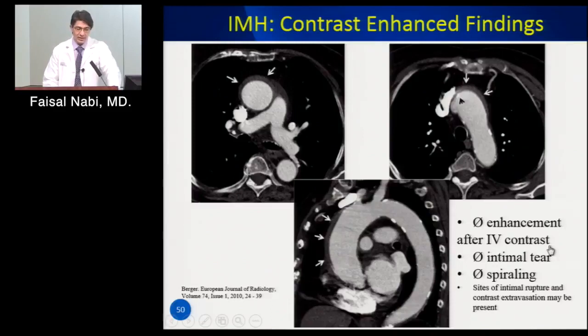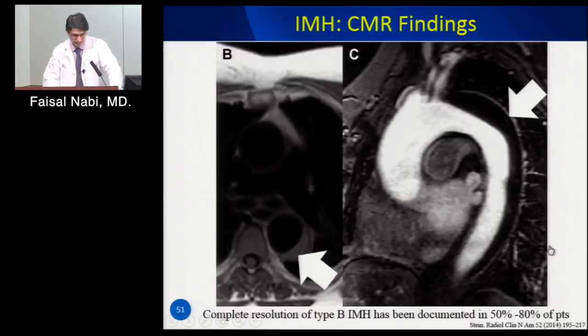You can see this concentric nature. It can be very subtle. You really have to pay attention because this can be very, very easily missed. All it looks like is a little bit of thickening, what you may think is outside the aorta, but this is actually thickening of the wall. The keys for imaging are: it doesn't enhance after you give IV contrast, you won't see an intimal tear, and unlike dissections, you won't see it spiral down the aorta. You'll just see this concentric thickening along the wall of the aorta. And then CMR will display exactly the same image as you see with the CT images.